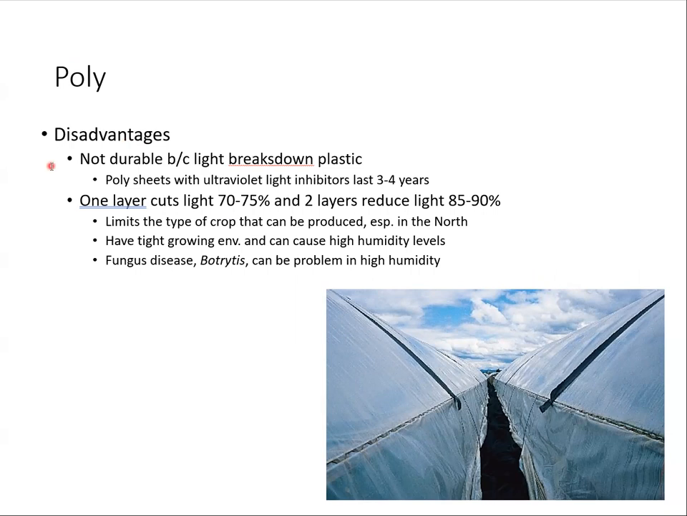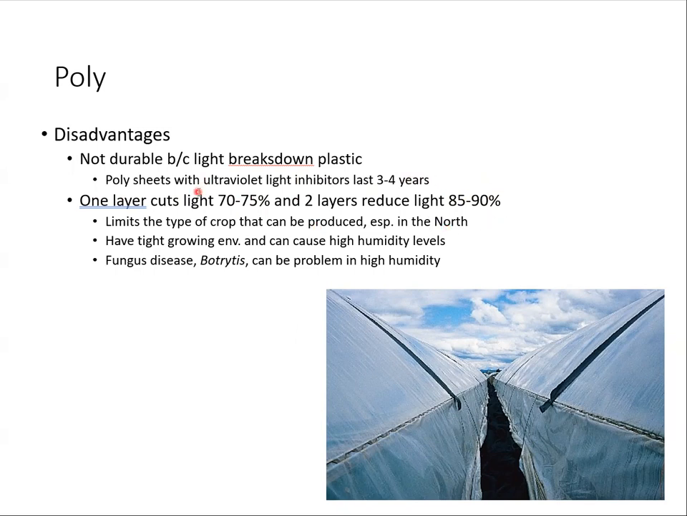Disadvantages to polyethylene. It's not durable because it breaks down, and the UV light breaks down the plastics. Typically, it's replaced every 3 to 4 years. And one layer cuts light by 70 to 75%. Two layers reduces light by 85 to 90%. Okay, so that's a disadvantage. You need to be careful about what you're actually growing in there.